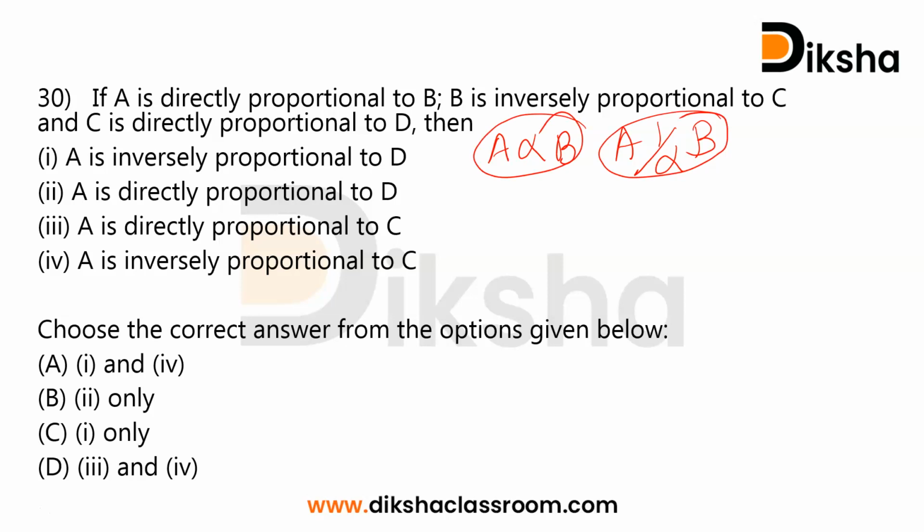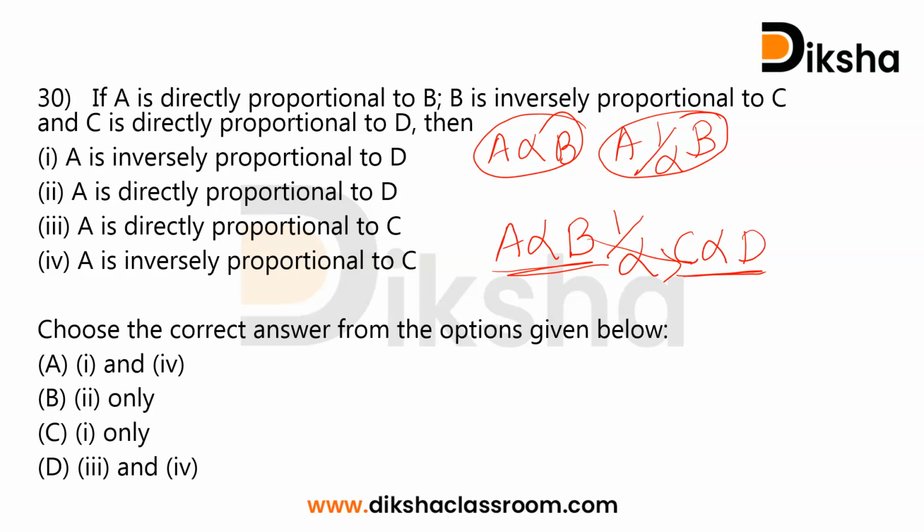In the question, the statement given is A is directly proportional to B, then B is inversely proportional to C and C is directly proportional to D. So we know that A is proportional to B, B is inversely proportional to C, and C is proportional to D. Since C is inversely proportional to B and D is proportional to C, we can say C is inversely proportional to A and B. Also, D is inversely proportional to A and B.